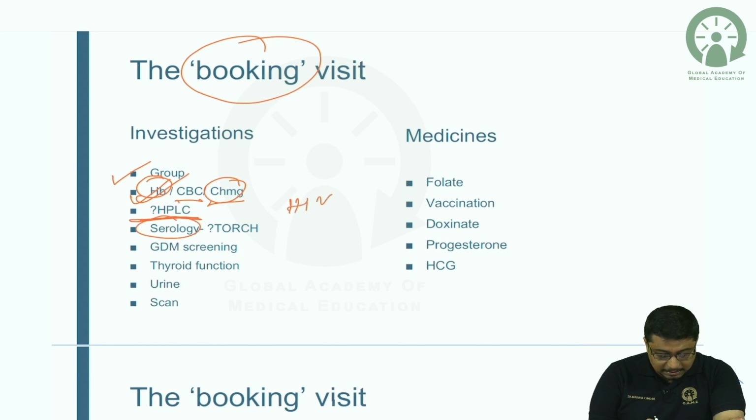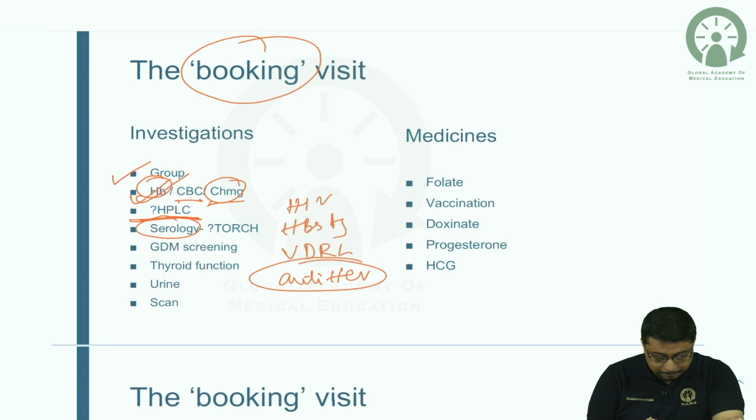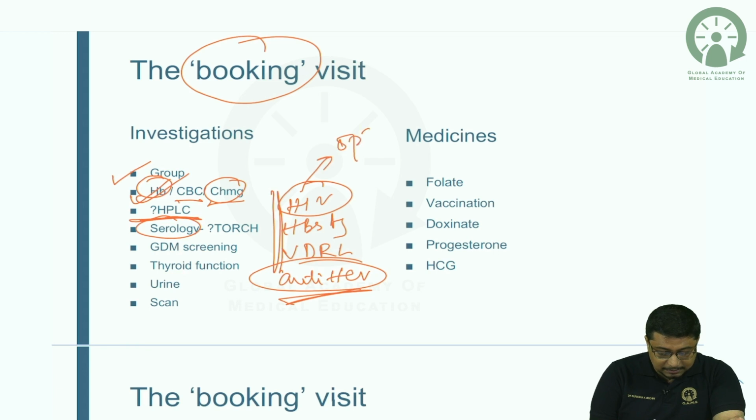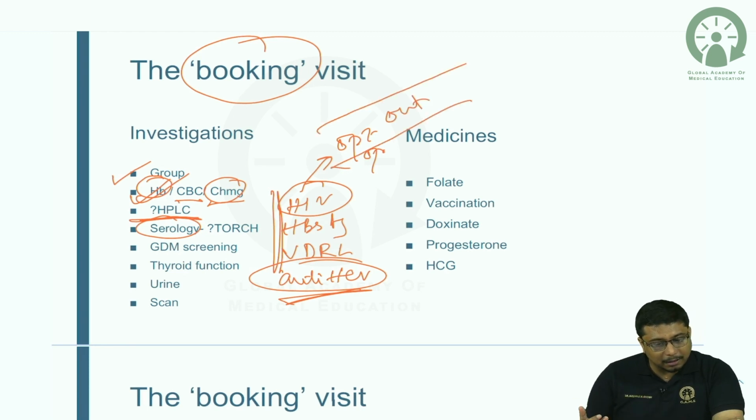Serology: HIV, HBsAg, VDRL, and anti-HCV is coming up. So these three are mandatory, and this one is coming up. Remember, HIV is known as opt-out testing, because if the lady doesn't say anything, it will be done for her, but she has her own right to opt out from testing.